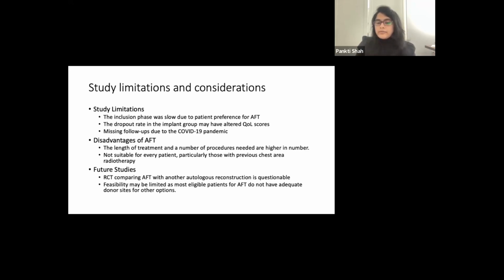And the disadvantages of AFT are that the length of treatment and the number of procedures needed are higher, and it is not suitable for every patient, particularly those with previous chest area radiotherapy.